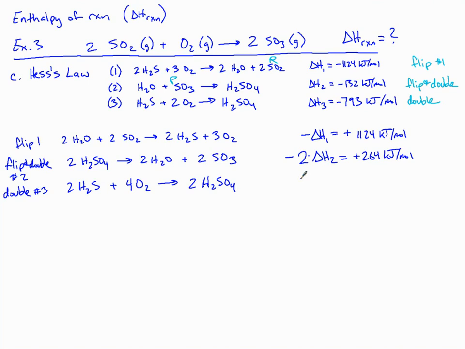And for this one, the delta H for reaction 3, we need to double it. So we're multiplying by 2. But the sign stays the same because we did not flip this reaction. So the sign is going to remain as it is. So we've got negative 1,586 kilojoules per mole.